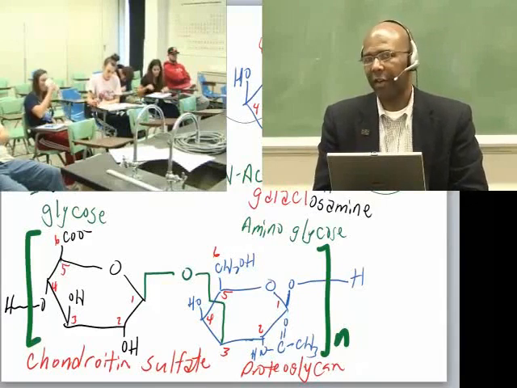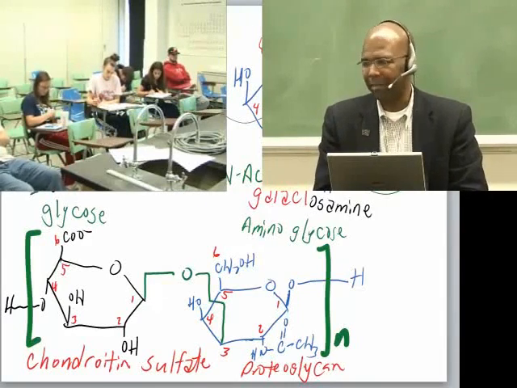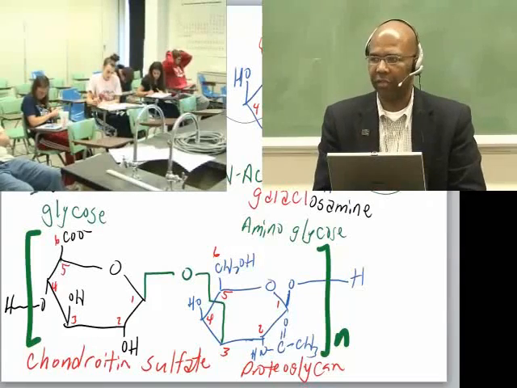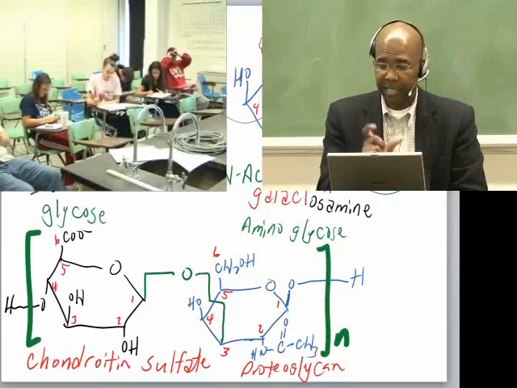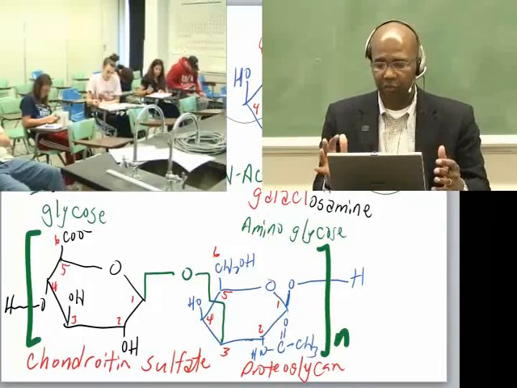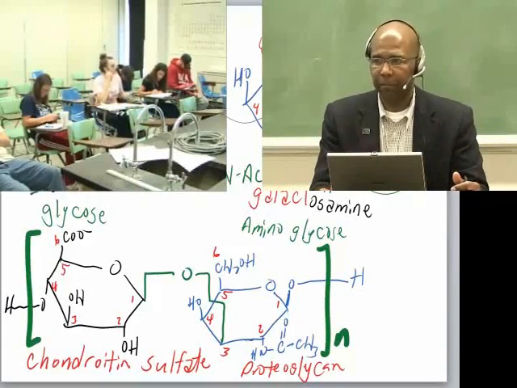Right, it's found in cartilage, tendons, and ligaments, things like that. Lots of connective tissue have these chondroitin sulfates. But glycosaminoglycans in general are found in proteoglycans, and that's what we'll talk about next time.